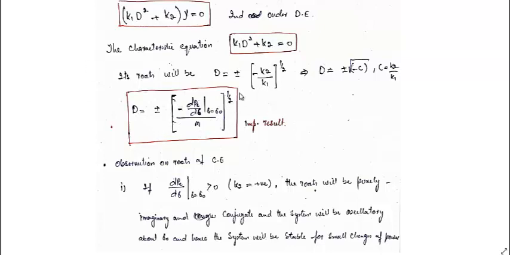This is an important result because this will tell us what will be the behavior of the output delta, as it depends on these values, that is this value and this m value.